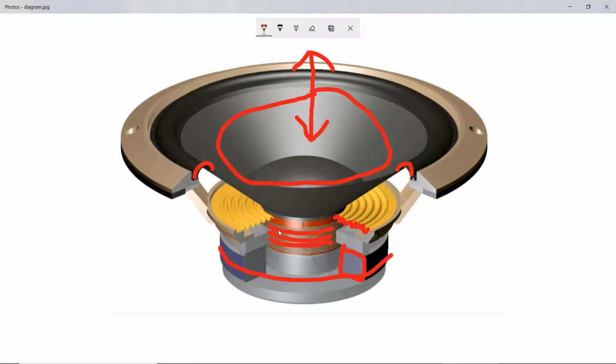Now, what's really interesting is that if the electricity flows in one direction, the magnetic field is aligned in a direction where this direction is north. So when the electricity flows in one direction, this way is north. And when the electricity flows in the opposite direction, the magnet reverses, and this way becomes north, right here. Now, the permanent magnet, well, it's permanent, so it doesn't change. The permanent magnet's north-south is fixed.